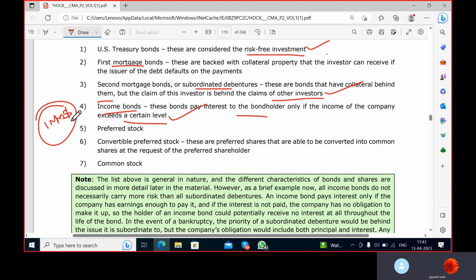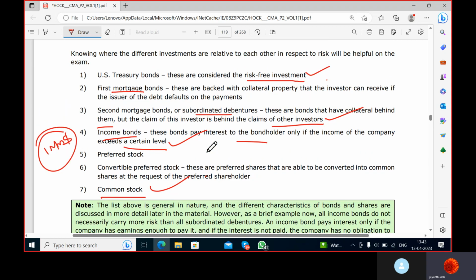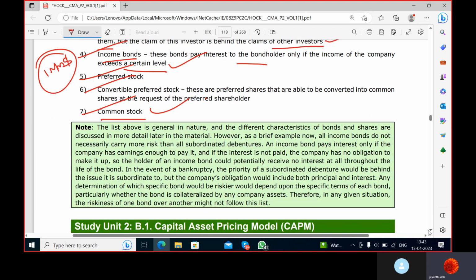That means money has to be given back to them. Then comes the convertible preferred stock, which can be converted into equity, and then comes the common stock, the riskiest one. So the least risky, next, next, next, next, next, highest risky. Shall we move forward?